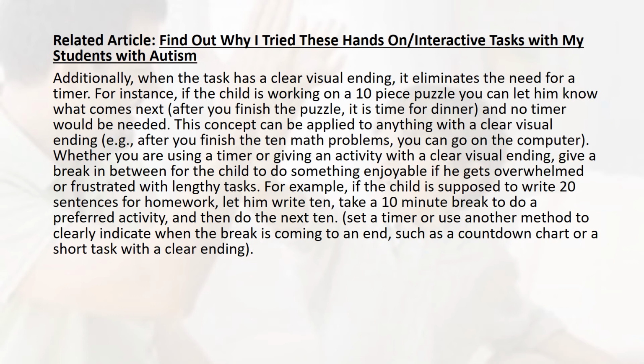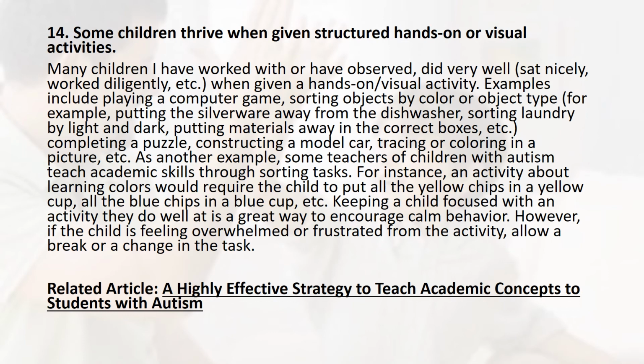Whether you are using a timer or giving an activity with a clear visual ending, give a break in between for the child to do something enjoyable if he gets overwhelmed or frustrated with lengthy tasks. For example, if the child is supposed to write 20 sentences for homework, let him write 10, take a 10-minute break to do a preferred activity, and then do the next 10. Set a timer or use another method to clearly indicate when the break is coming to an end, such as a countdown chart or a short task with a clear ending.